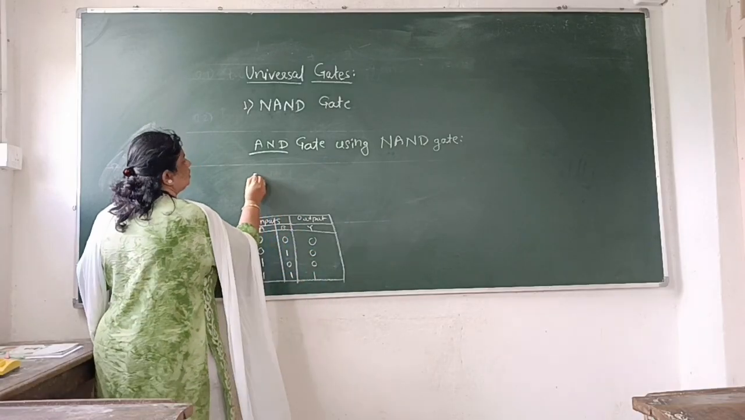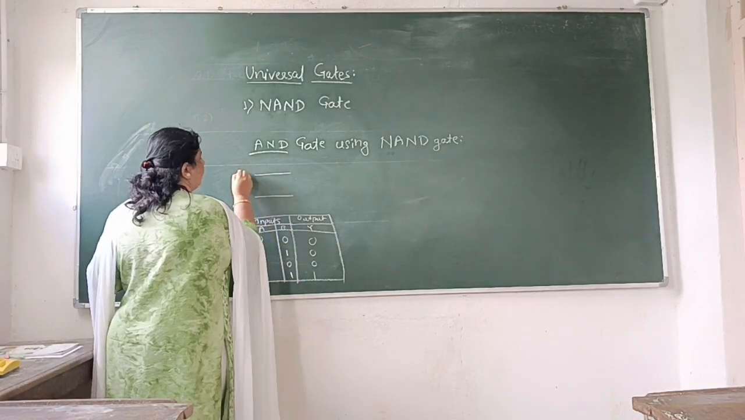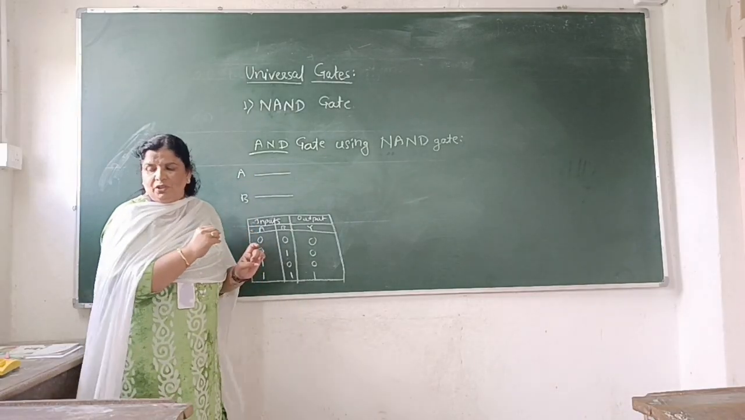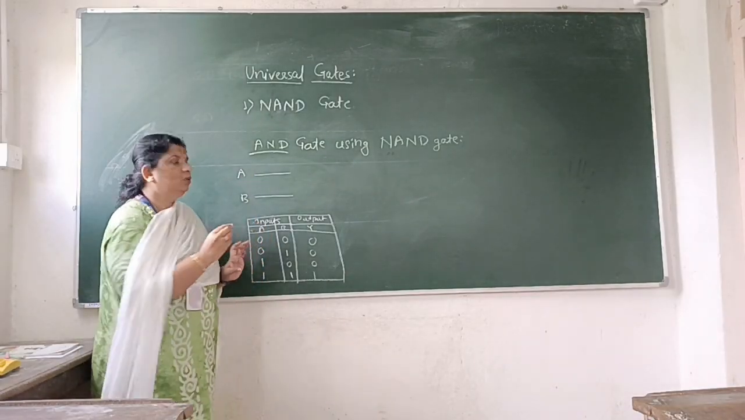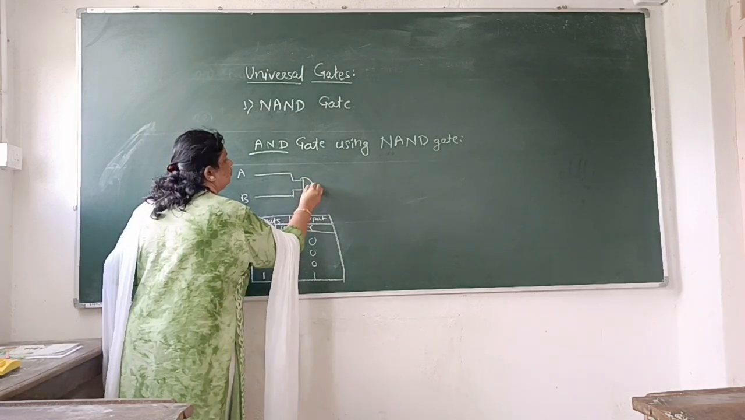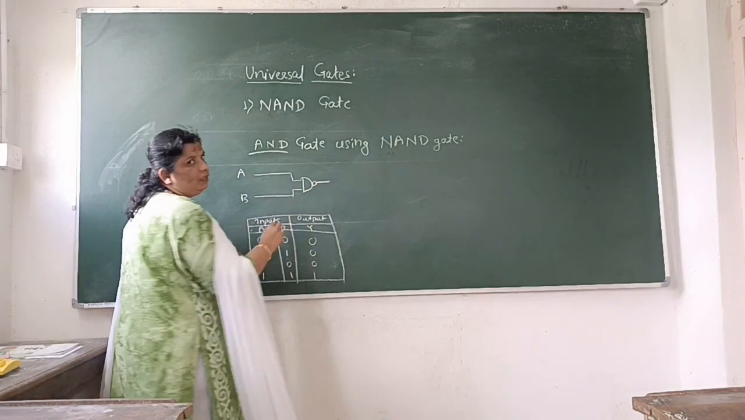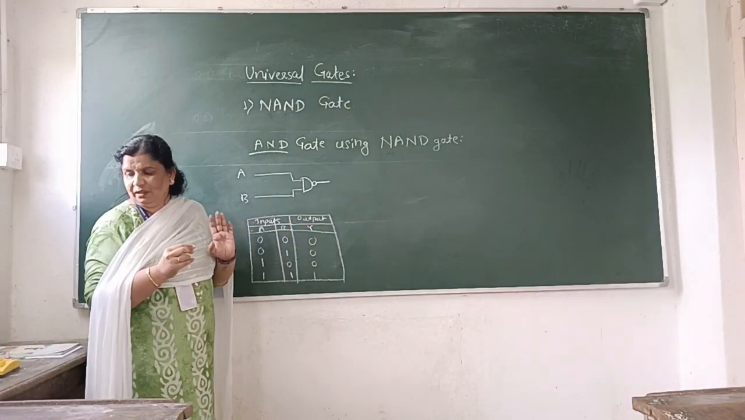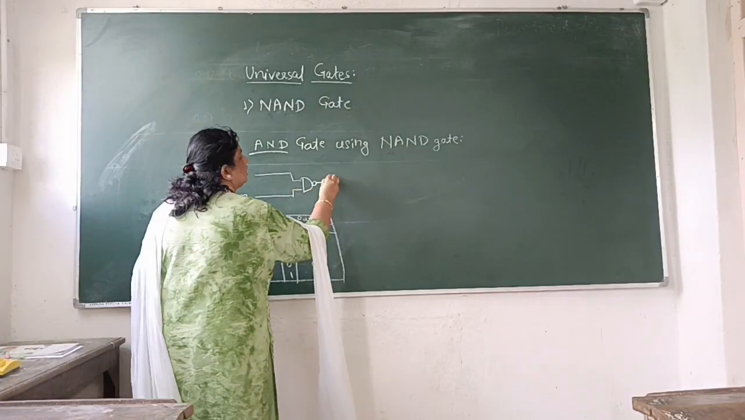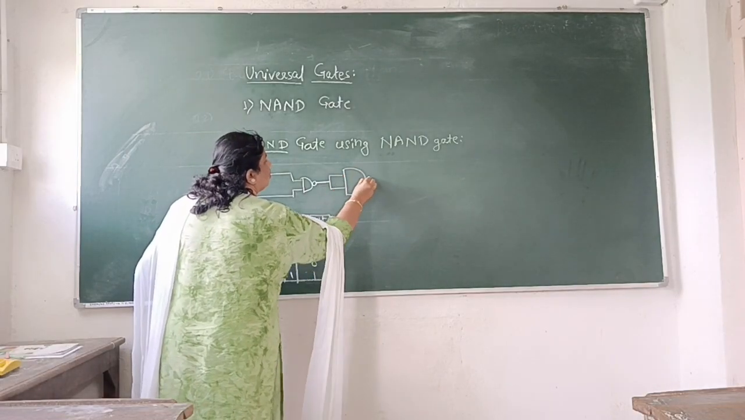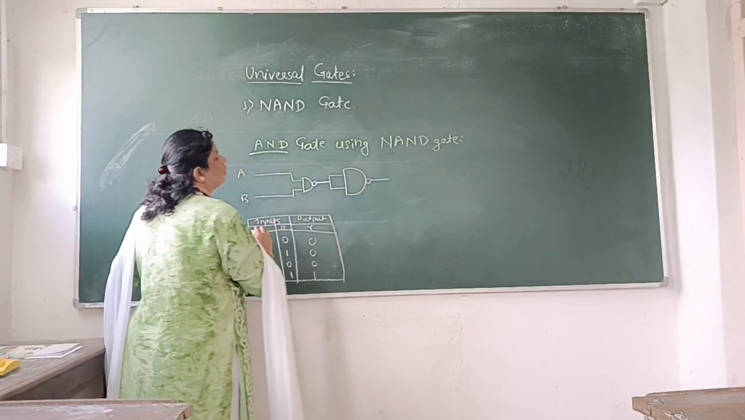Okay. So in this case we have to take two inputs. Input A is there, input B is there. What I need to do is connect these two inputs to the NAND gate, and here we have to take the complement of it. So in this case I will connect the NOT gate using NAND to get the complement.